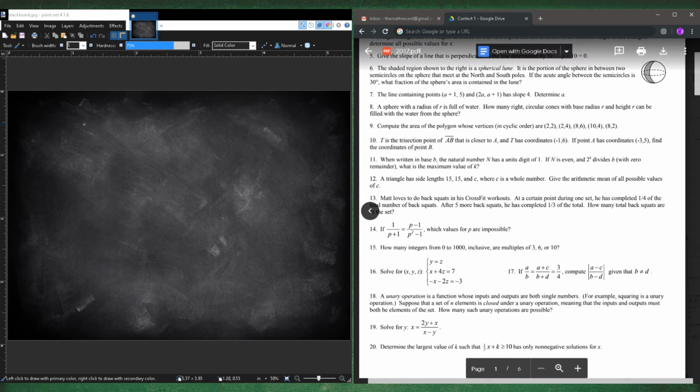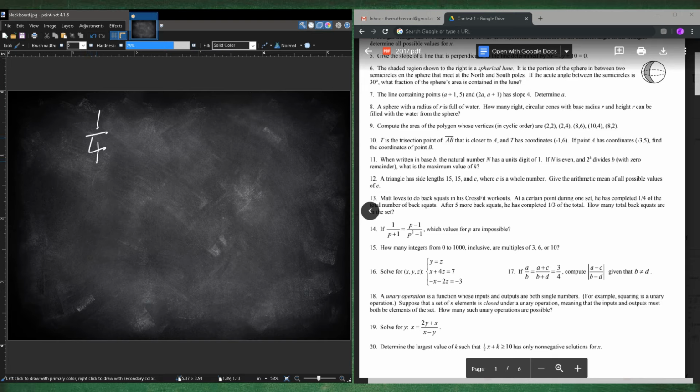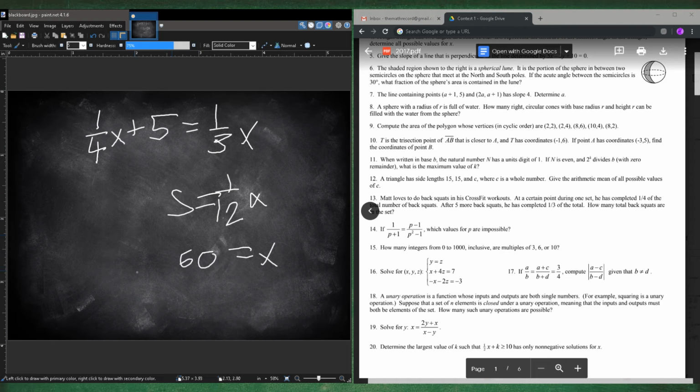So let's say X is the total amount of back squats. So 1/4 of X, right? Plus after 5 more, he is doing 1/3. So just solve for X. So 1/3 minus 1/4 is 1/12 of X, which equals 5. So multiply both sides by 12, so 60 is equal to X. So the total amount of back squats is 60.